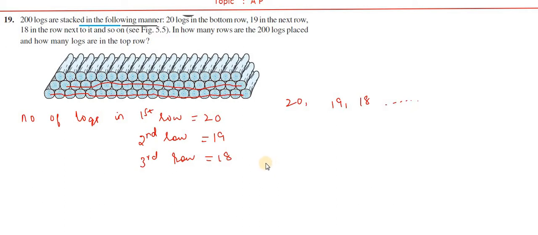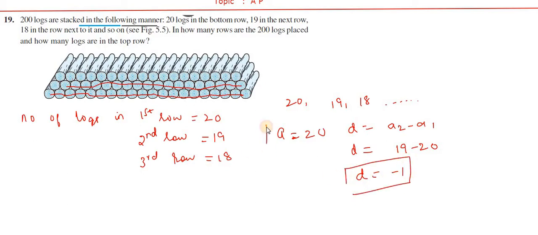Now what all they have given, we will write here. Here a is equal to 20, then d is equal to a2 minus a1, that is d is equal to 19 minus 20, so d is equal to minus 1. So we got the d value and the a value, and also what they have given in the question. There are 200 logs, so the total number of logs Sn is equal to 200.